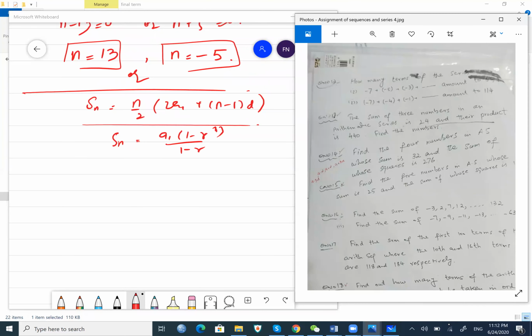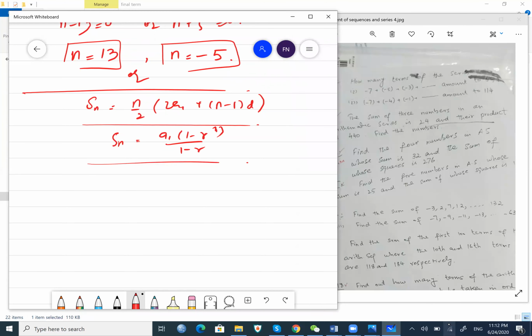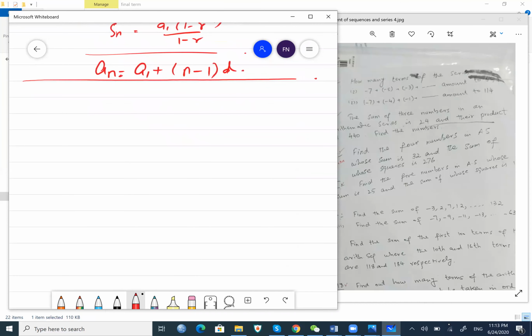If he talks about a particular term of a sequence, in that case we will use the nth term formula, like an equals a1 plus n minus 1 times d. For example, if I change the same problem: what term number of the series is 65? Understand? I change the language, so it means that I want to know the term number. So we say that 65 is the nth term of that sequence.